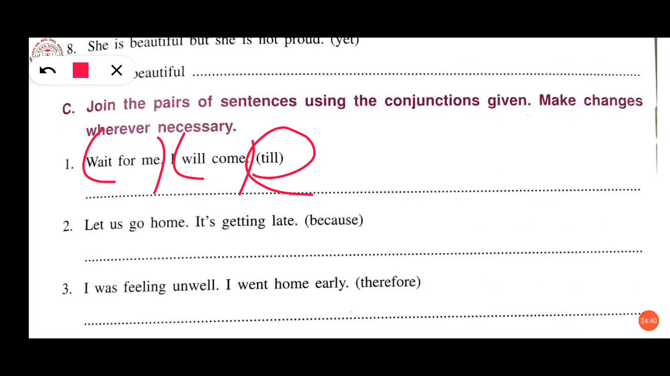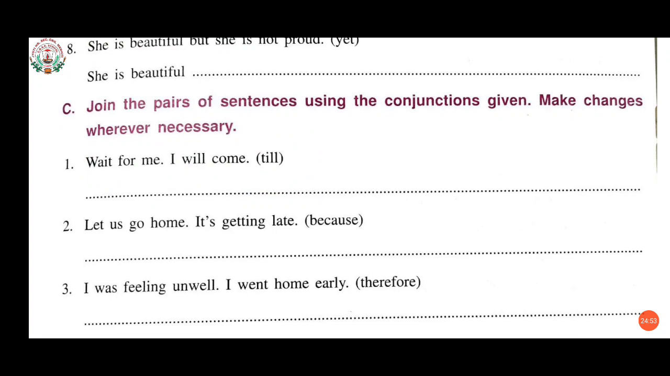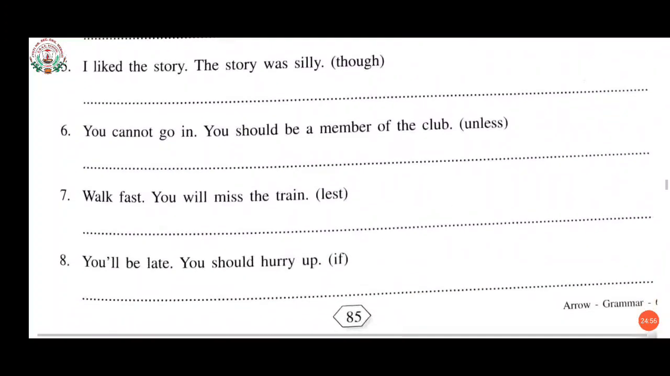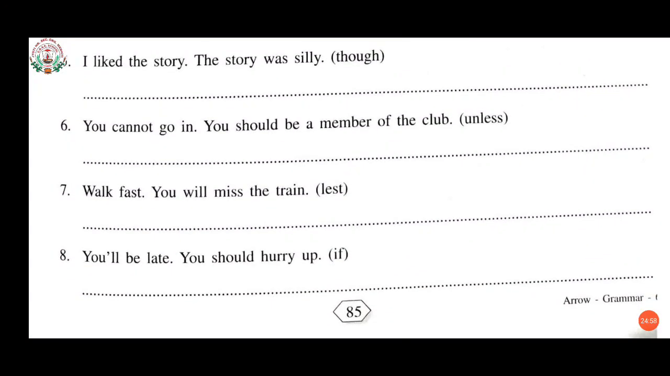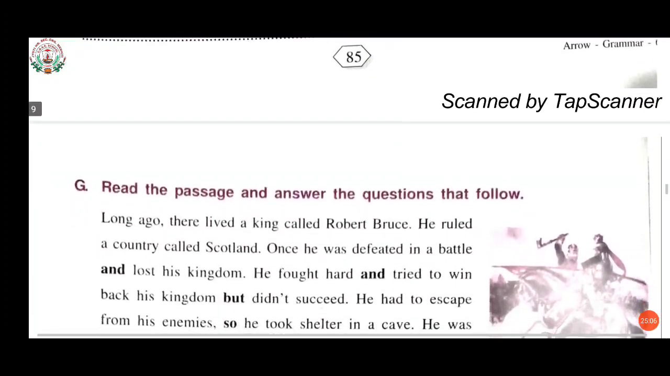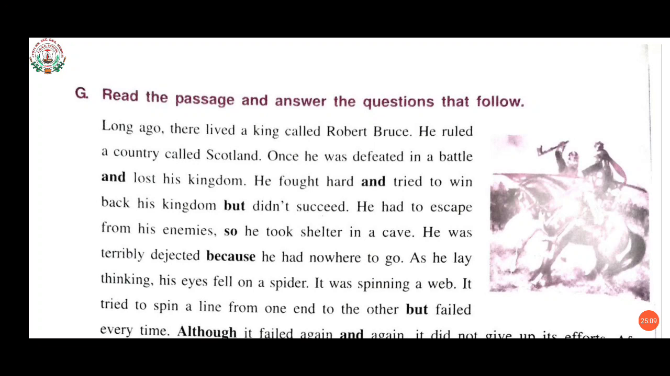Likewise, second one: let us go home, it's getting late, and in the bracket "because" is given. So what will you write? Let us go home because it's getting late. You have to use all these conjunctions that are given in the bracket, and in the bracket all three types of conjunctions are given: coordinating, subordinating and compound conjunctions. Now G1, again students, this is the passage given and answer the following questions.